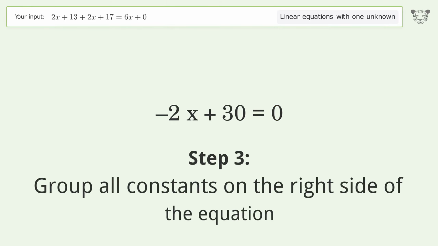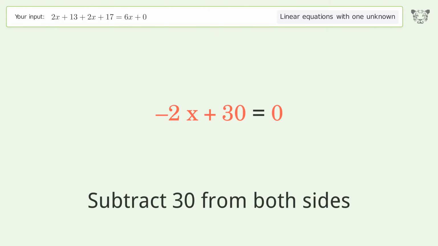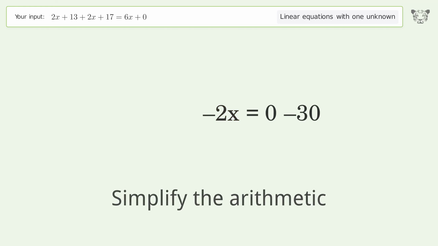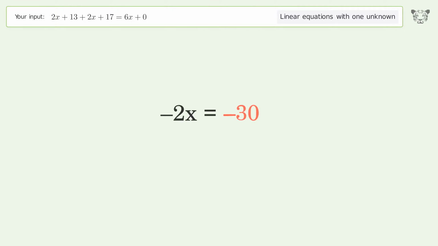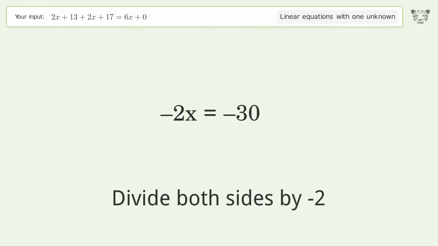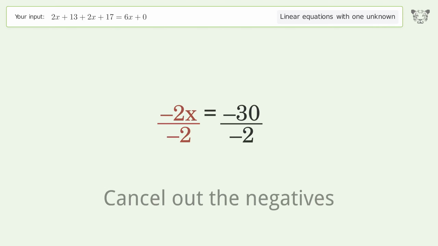Group all constants on the right side of the equation. Subtract 30 from both sides. Simplify the arithmetic. Isolate the x. Divide both sides by -2. Cancel out the negatives.